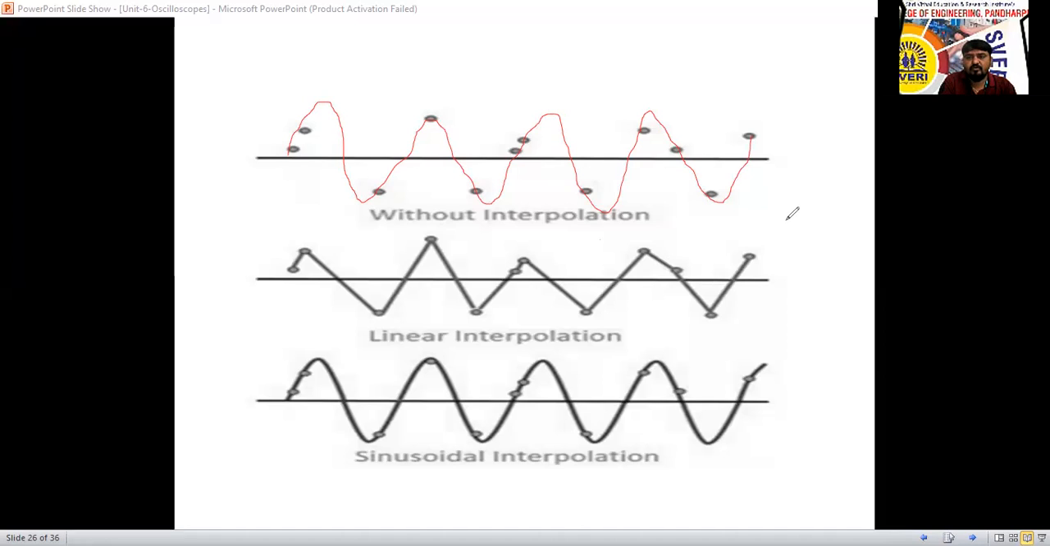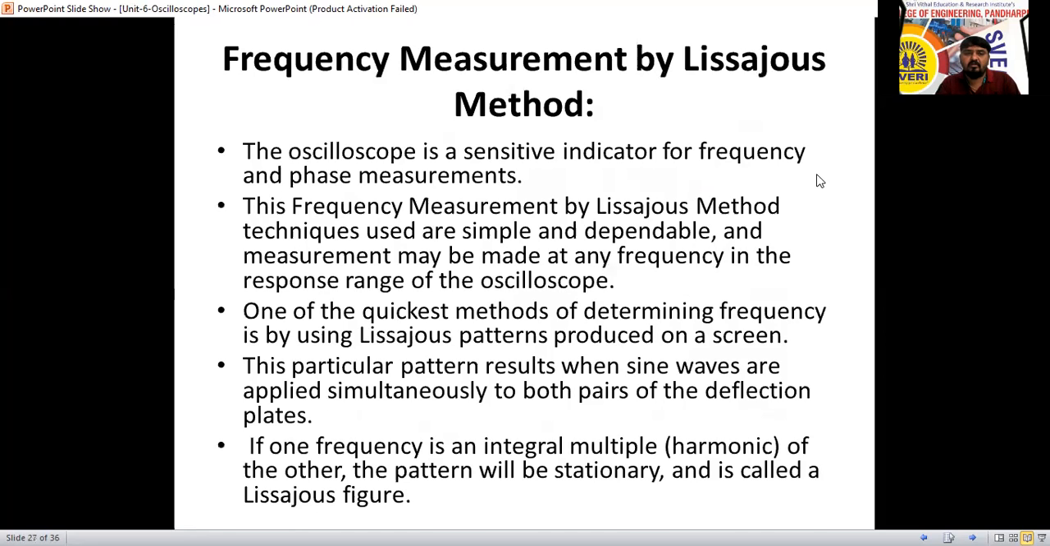Next, what will we do? This is just for how the waveform is formed after deflecting through the vertical plates and horizontal plates. Next, we are going to measure the frequency.